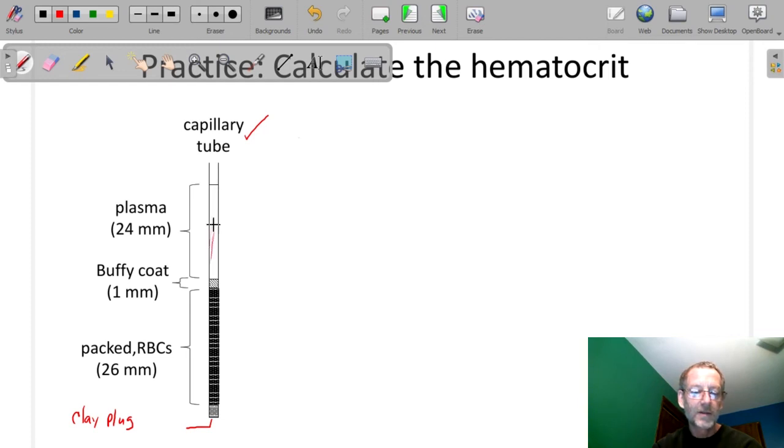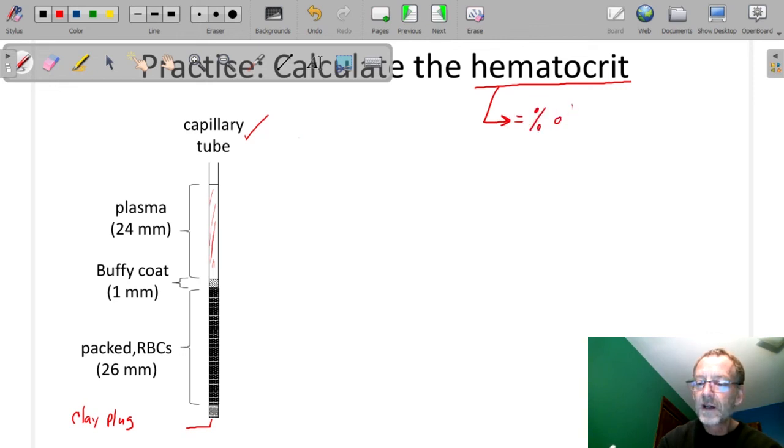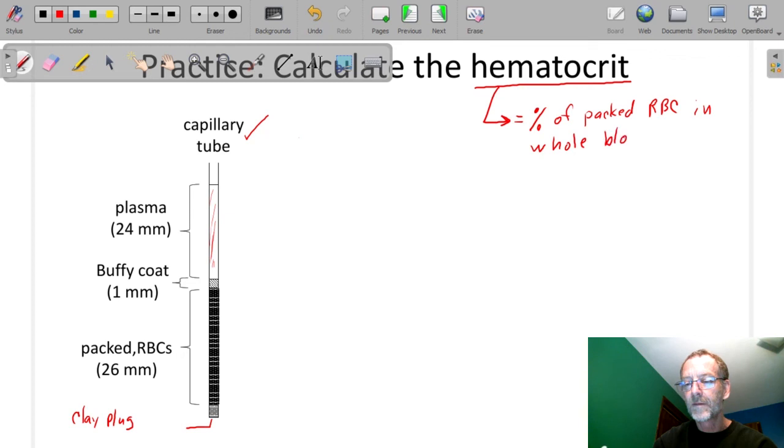There's the plasma, and then the packed red blood cells. And the hematocrit is equal to the percent of packed red blood cells in whole blood. That's our hematocrit. So you spin it, and then you just figure out the percentage.